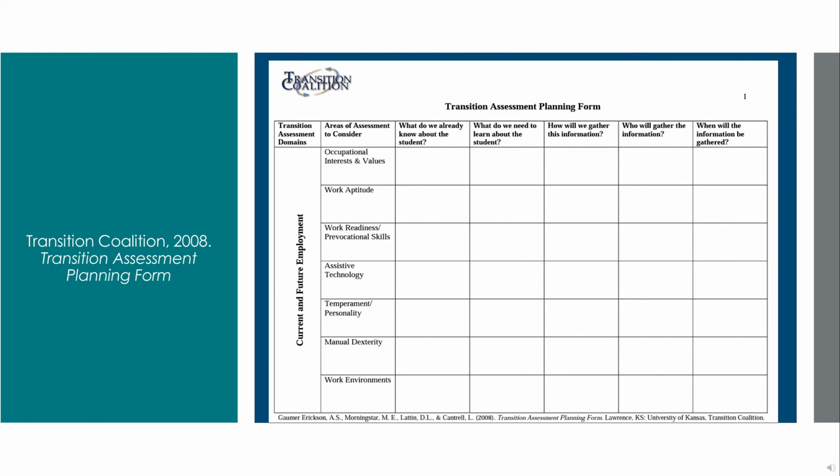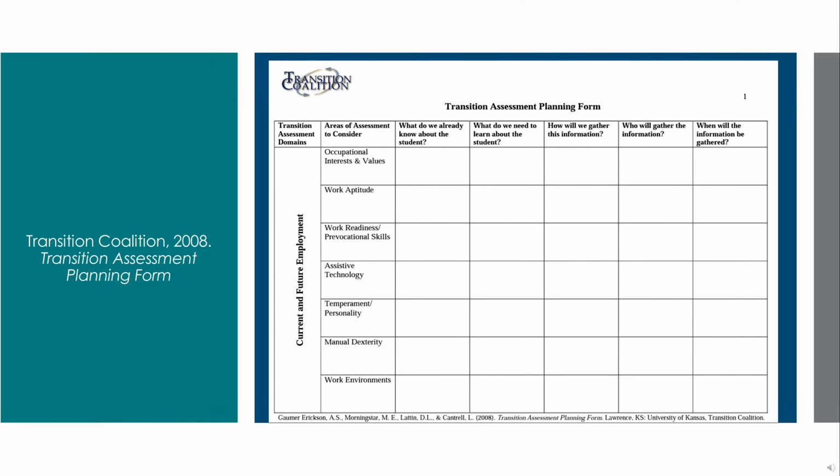The Transition Coalition in 2008 produced a transition assessment planning form to help IEP teams to determine the areas of assessment to consider in each domain and ask guiding questions about: what do we already know about the student? What do we need to learn about the student? How will we gather this information? Who will gather the information? And when will the information be gathered? This planning form can be found on the PA Secondary Transition website for your review and consideration for your use. There are also multiple types of transition planning forms and documents that can be utilized by your school district teams.